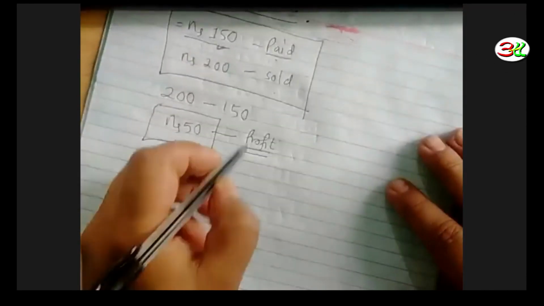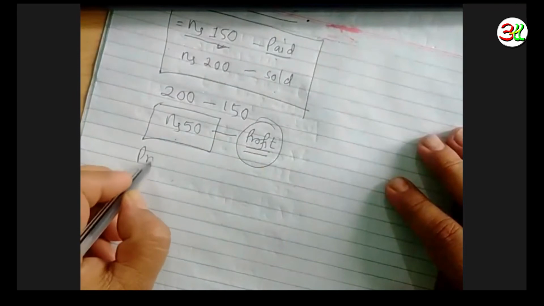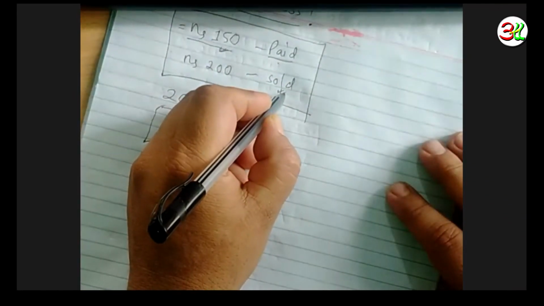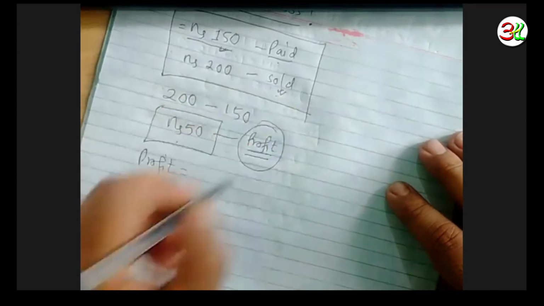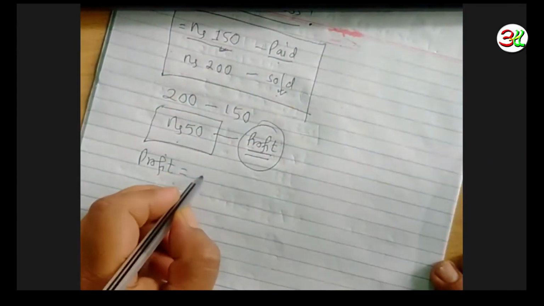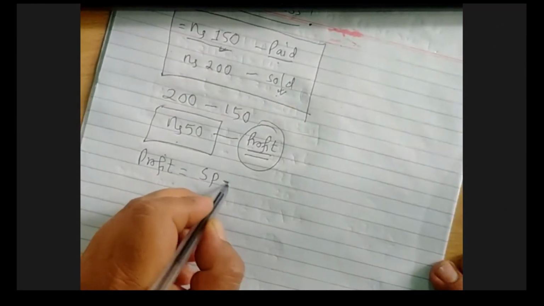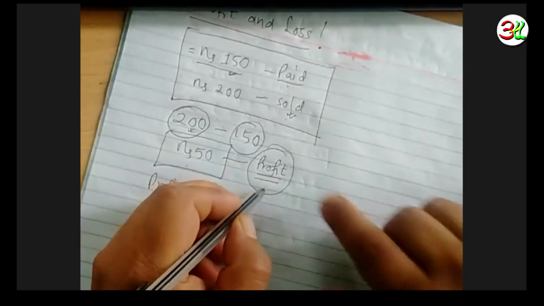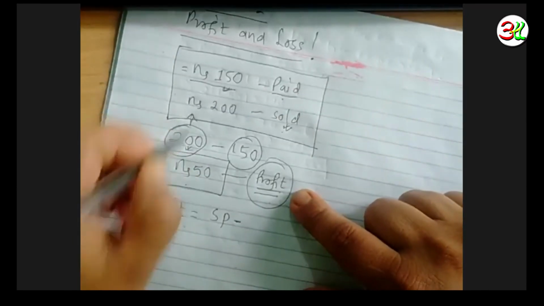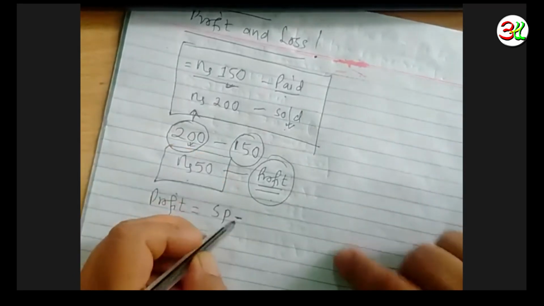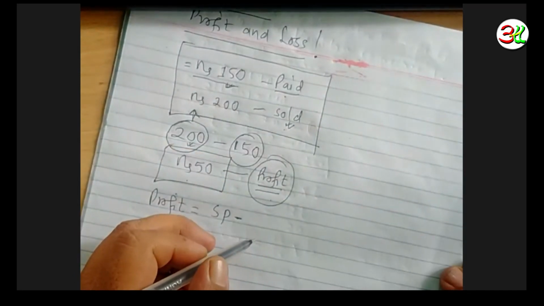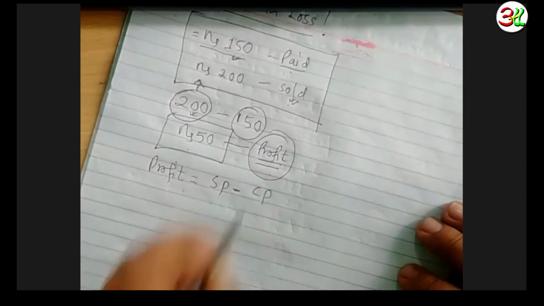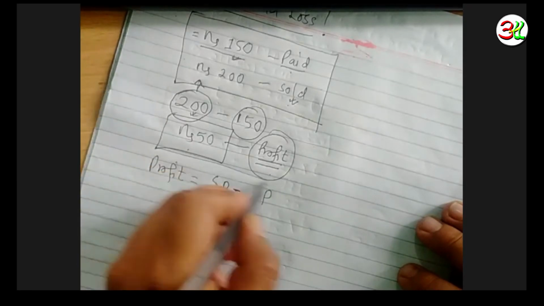So what is the formula for profit? Profit is SP minus CP. The sold amount is called the selling price, SP, minus CP. This is 200 minus 150 is the profit. 200 is your selling price, and 150 is your buying price or cost price, the amount you have paid. So that is called cost price. So this is the formula.